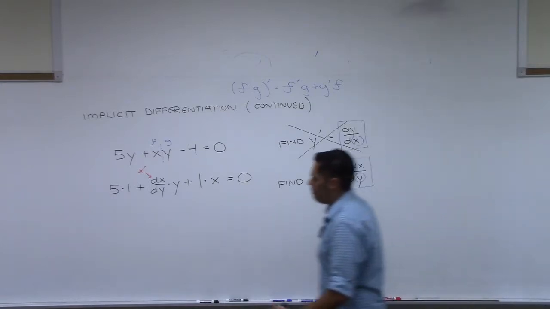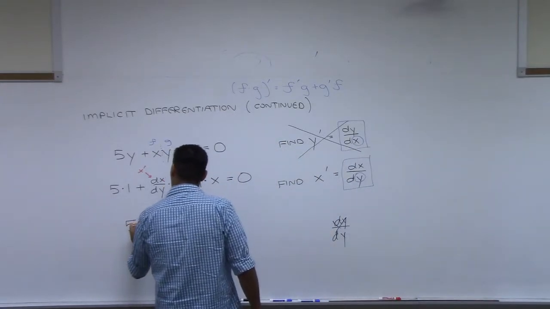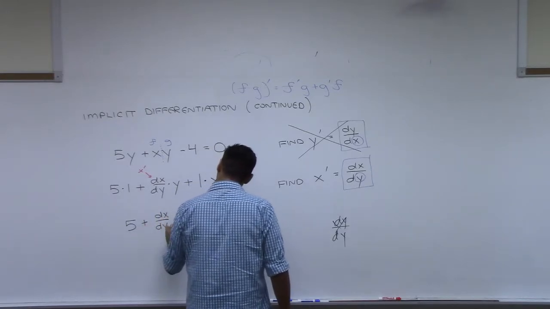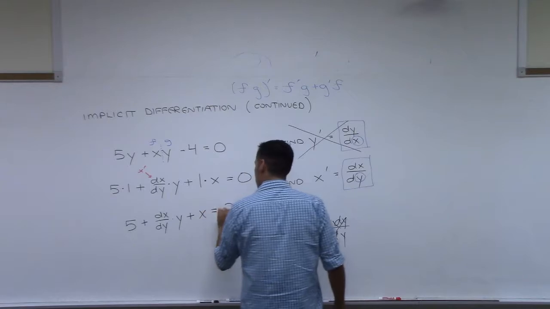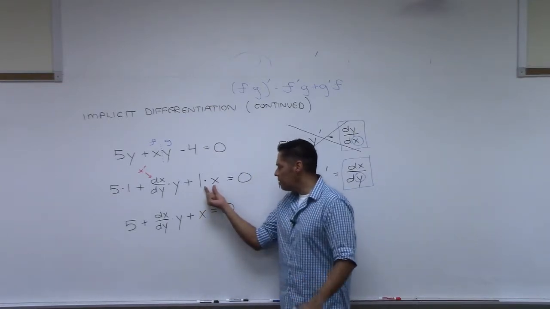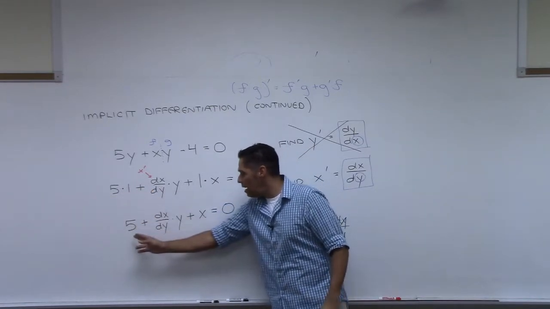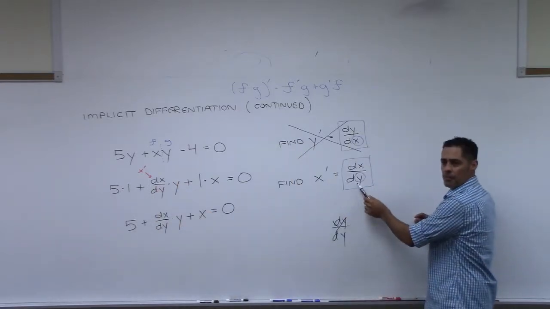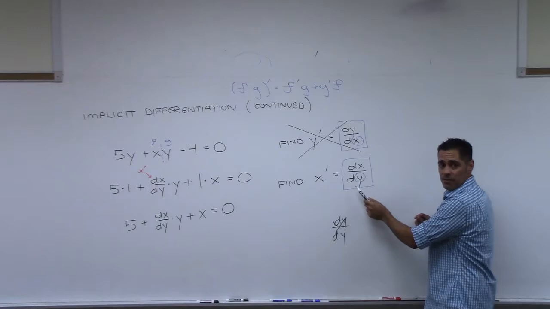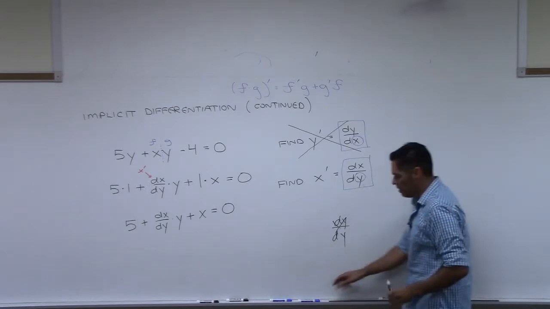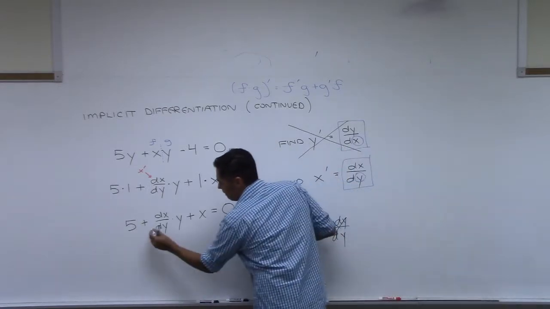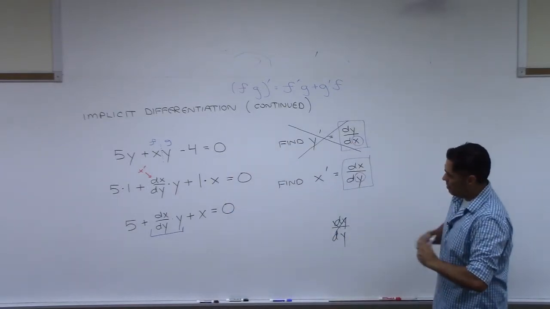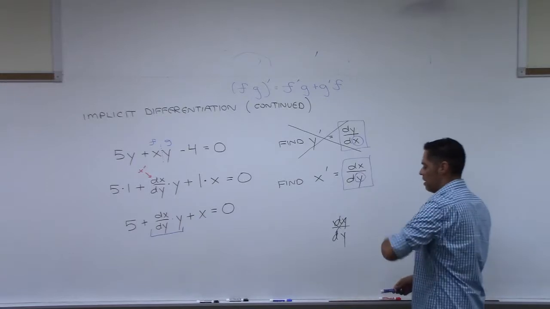Let me clean it up. 5 plus dx/dy times y plus x equals 0. So all I did here was, 1 times x is x, 5 times 1 is 5. I just left this alone. And I'm trying to find this, right? So I'm going to get this by itself. I want to get this by itself. And right now I have this term right there. So let's get everything else to the other side.